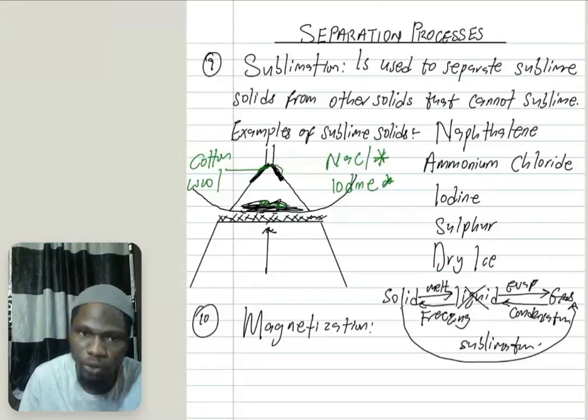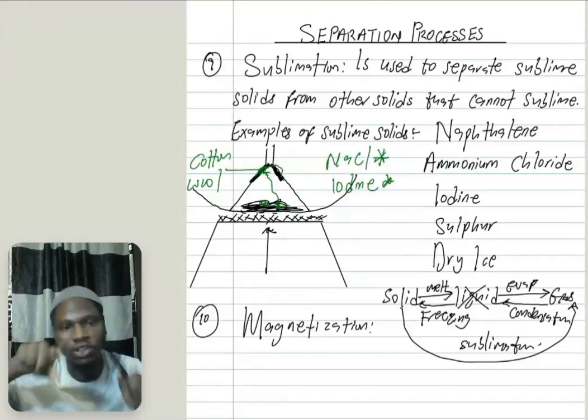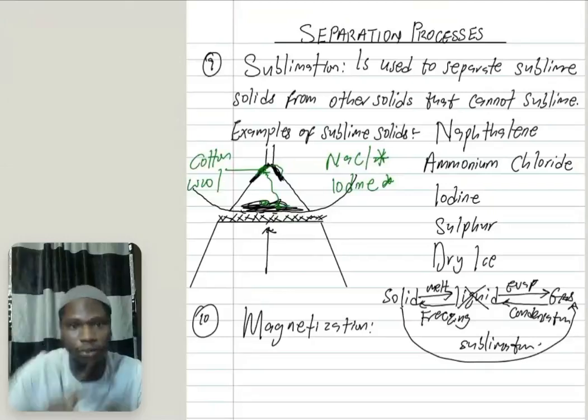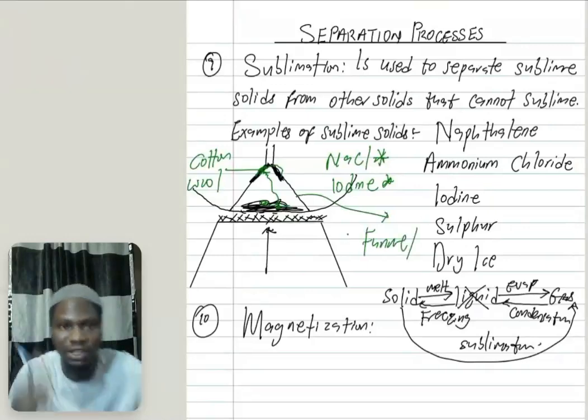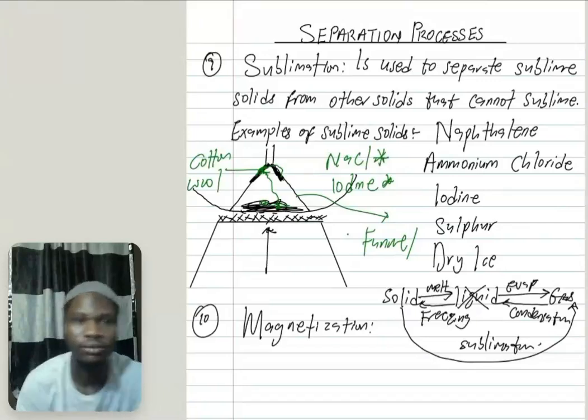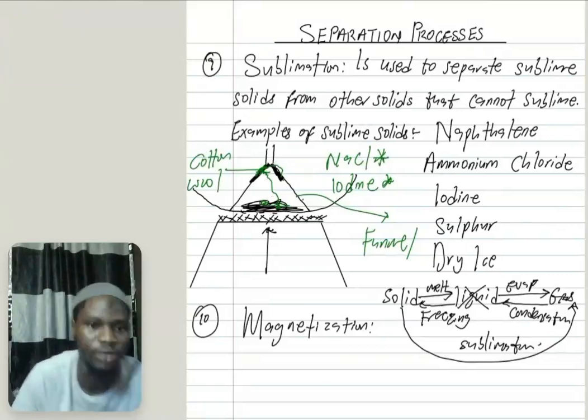Remember, it doesn't go to liquid. From solid, it goes directly to gas, and it is being trapped. We use this cotton wool to trap it so that it won't escape from this funnel. This is a funnel, but it is inverted, so an inverted funnel. So when it cools, it becomes solid and is trapped at the cotton wool, and that's just the principle.